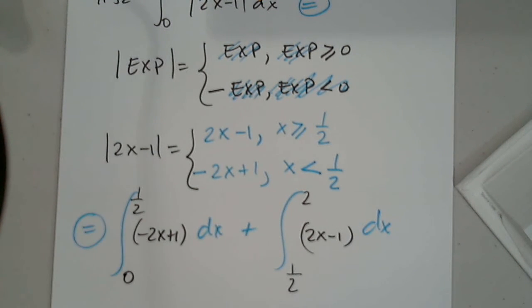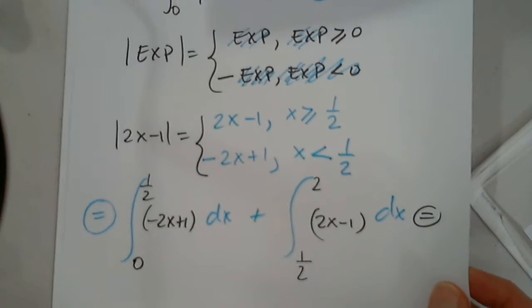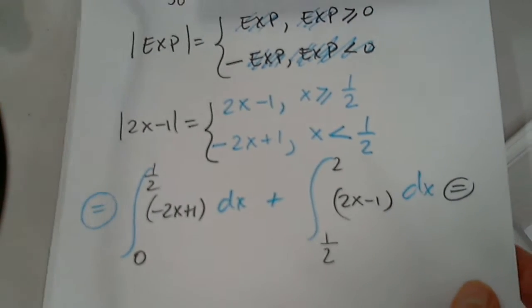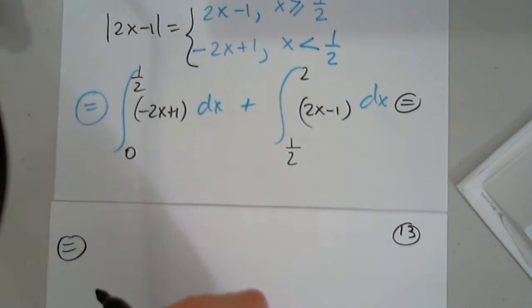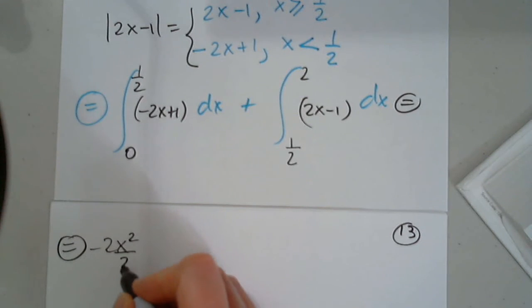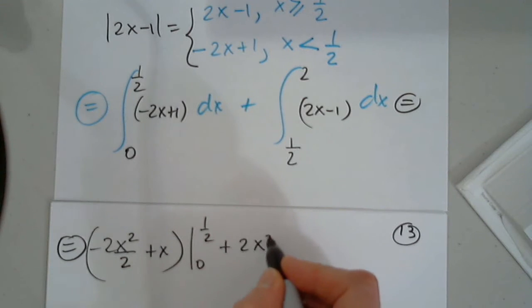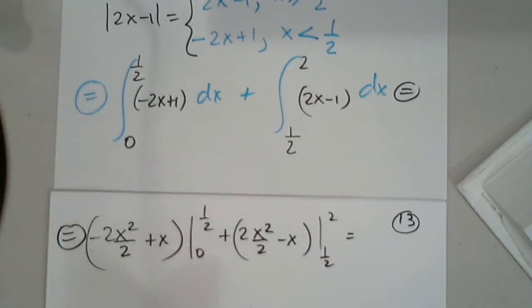So now it's a piece of cake, right? This is not a big deal to determine these integrals. Any questions on the setup? Okay, so let's calculate then. Negative 2x squared over 2 plus x from 0 to 1/2, plus 2x squared over 2 minus x from 1/2 to 2.